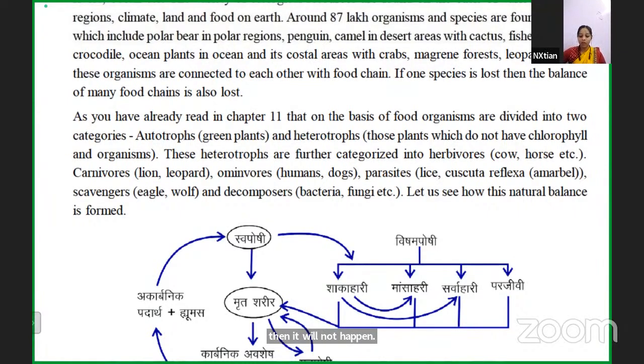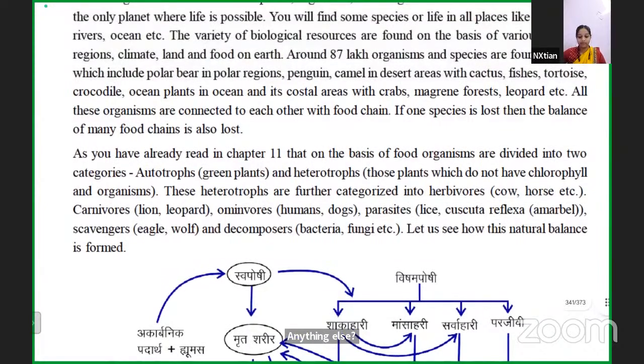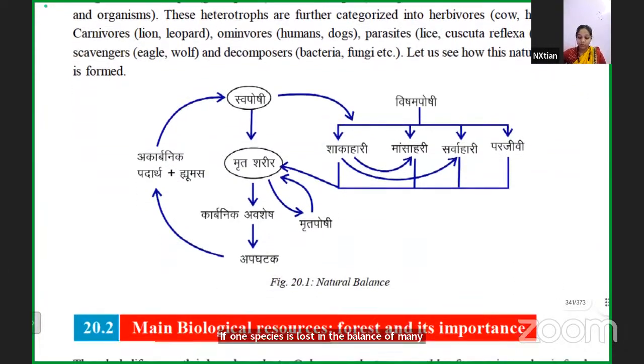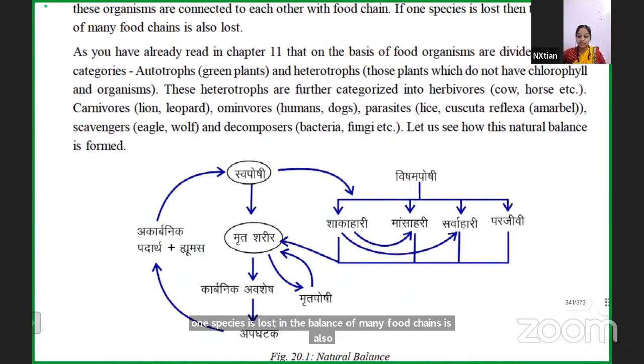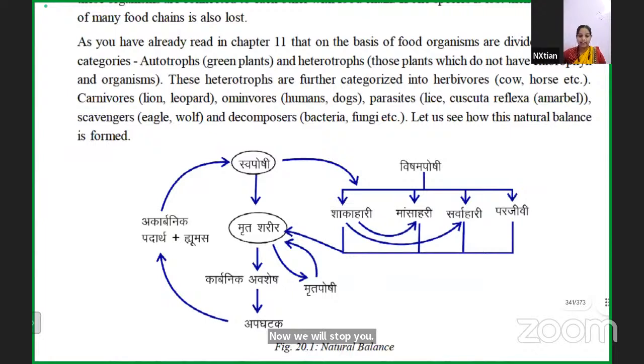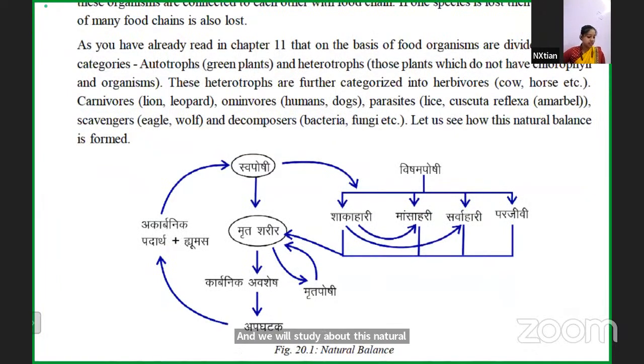Okay, all right. So if one species is lost, then the balance of many food chains is also lost. Now we will stop here, and we'll study this natural balance, the start of natural balance in the environment, in the next class.